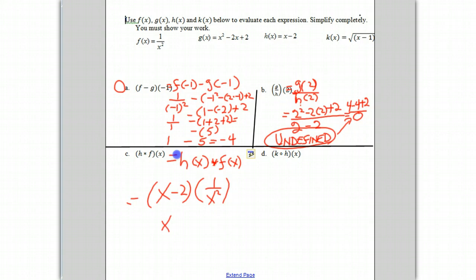Our next problem is h times f of x. So basically that's the same thing as saying h of x times f of x. We know h of x is x minus 2. We know f of x is 1 over x squared. If we multiply this together, we get x minus 2 in the numerator, because x minus 2 times 1 is x minus 2. You can think of x minus 2 as x minus 2 over 1. Denominator, we get 1 times x squared, which is x squared. And that can't be simplified, and that is our final answer.